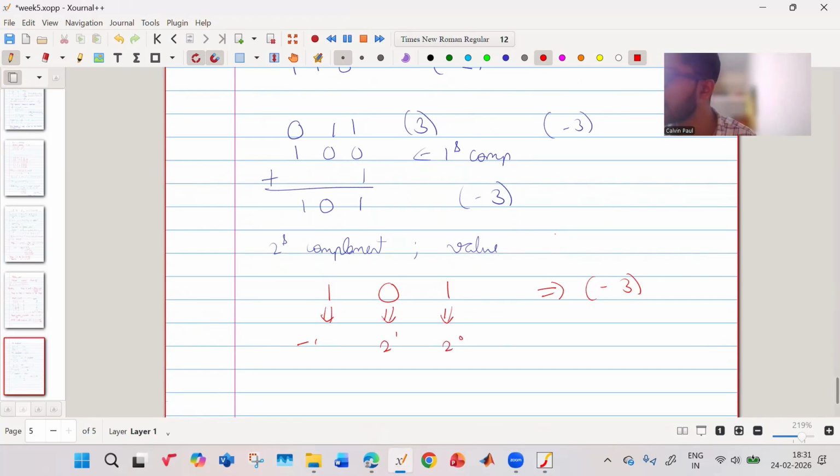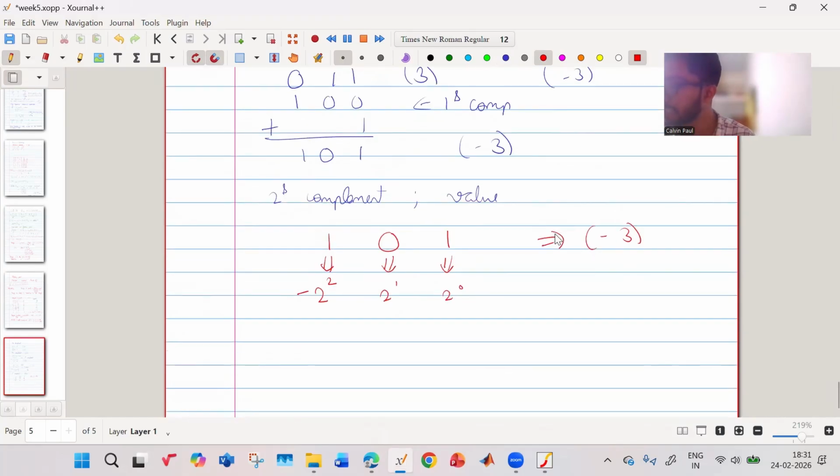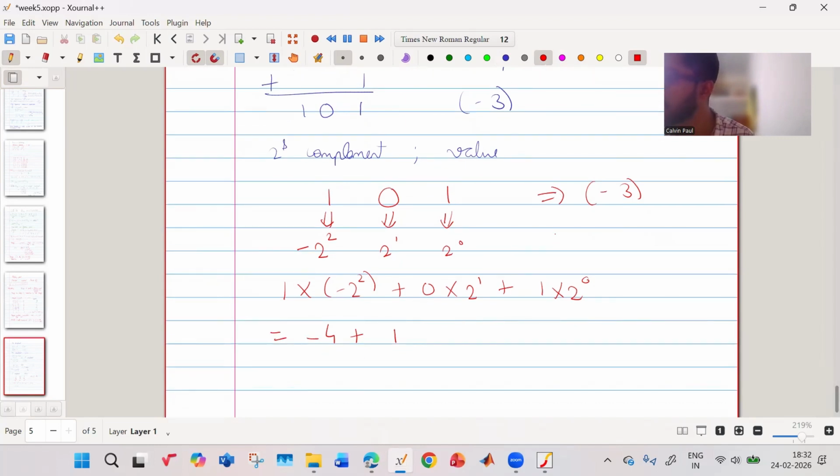This is minus 2 raised to 2. That means this number is 1 into minus 2 raised to 2 plus 0 into 2 raised to 1 plus 1 into 2 raised to 0. What is that equal to? Equal to minus of 4 plus 1. So that is equal to minus 3. So this is the 2's complement representation. So if you have the 1's complement representation, you have to invert it and check it. 2's complement is this is the way. You can easily find out what is the magnitude. Okay, this is a simpler, easier, very popular one, which if you use extensively and if you practice a lot, you can easily understand how it is done.